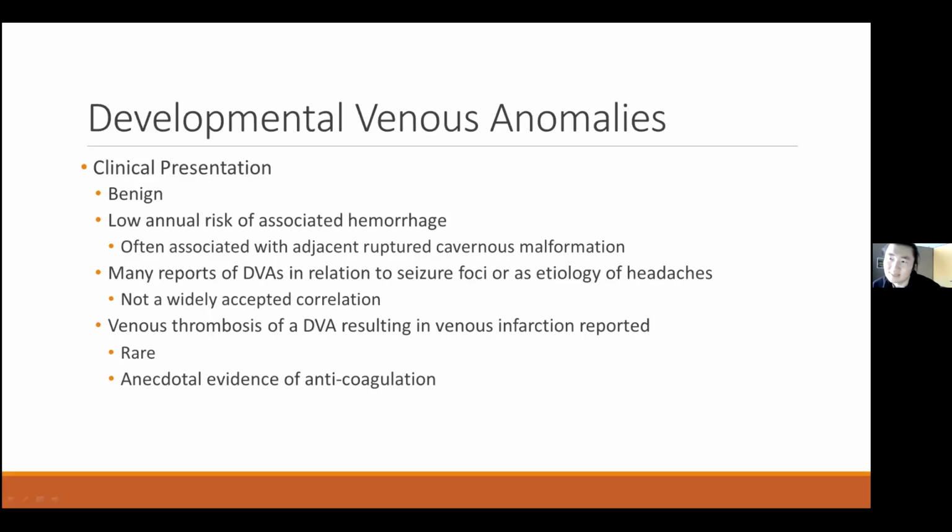DVAs are widely accepted as having benign natural histories. There's a myriad of observational studies to support that. There's a very low annual risk of hemorrhage. And even then, those bleeds tend to be associated with a ruptured cavernous malformation. There are reports of DVAs associated with seizures, although there's not a clear causation to that, and it's controversial depending on where you read about seizures and DVAs. There are rare reports, like I just mentioned in the last imaging, of these DVAs thrombosing, but these are rare, and there's anecdotal evidence of treating it with anticoagulation.